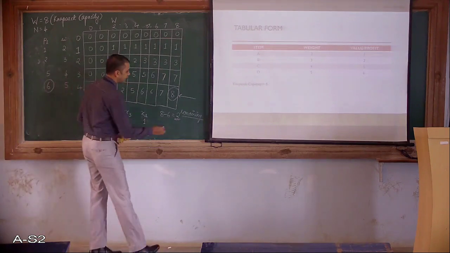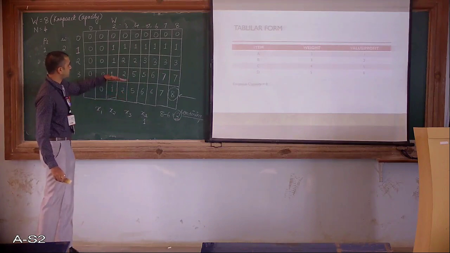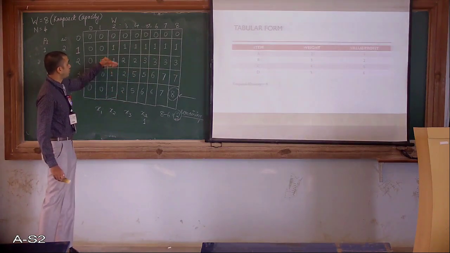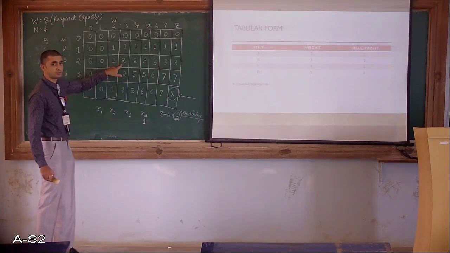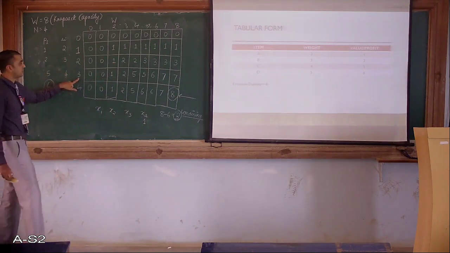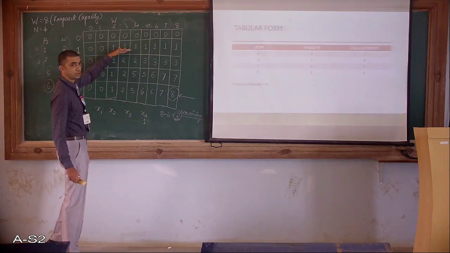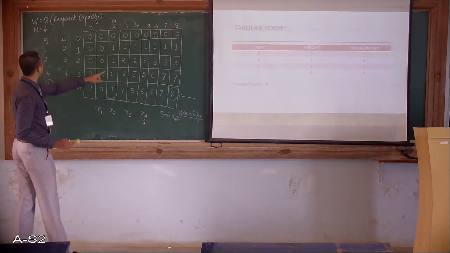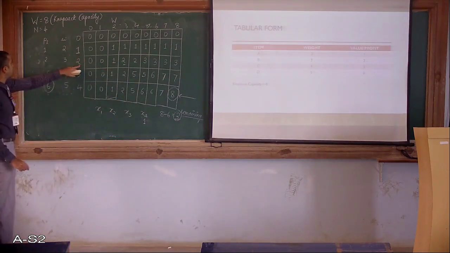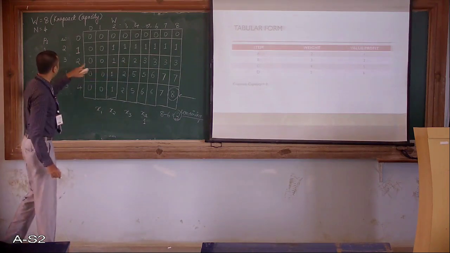Now check for the value 2. Where is it present? Is it present in the previous row? Yes. Which means that we haven't got this value 2 with the help of object 3. Go to the next. Is 2 present in the previous row? No. Which means that we have got this 2 by adding object 2.